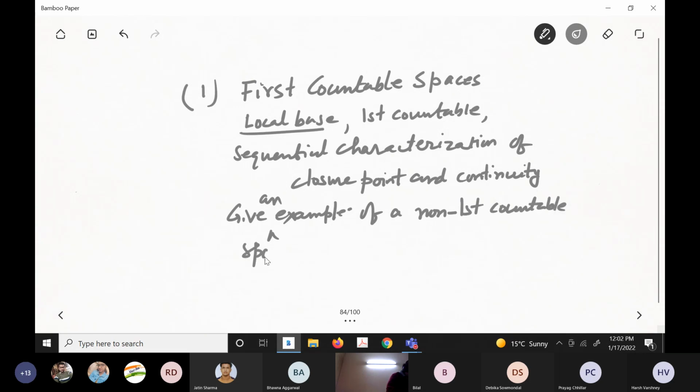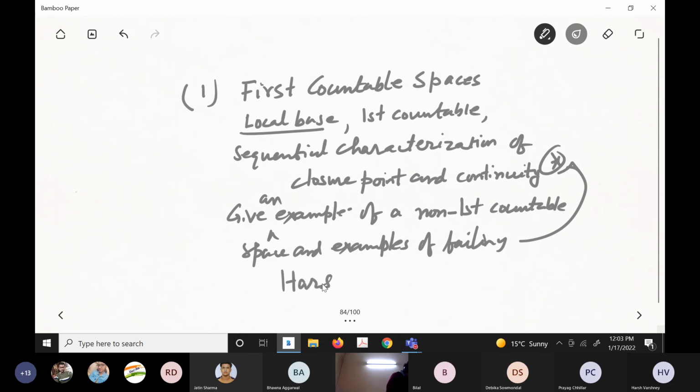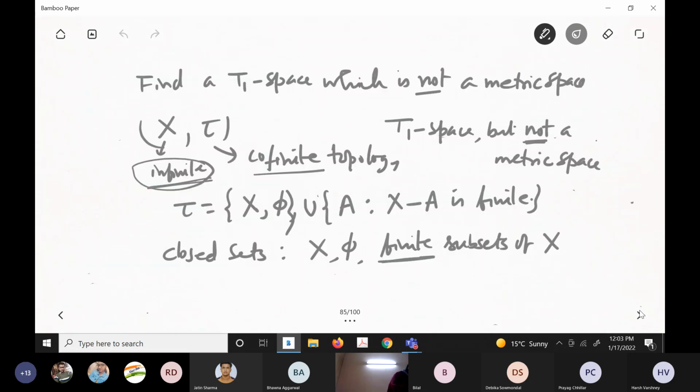And show that, and an example of failing this thing. Okay, who will do this? This person will do it. Okay, first countable. Now I'm coming to this.